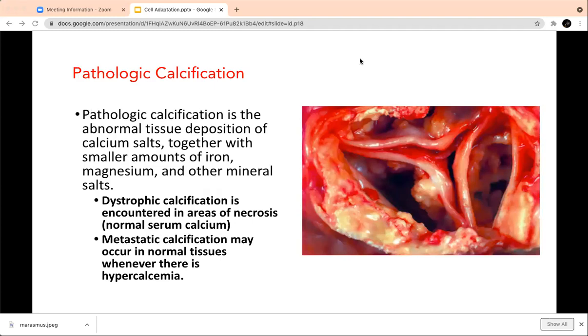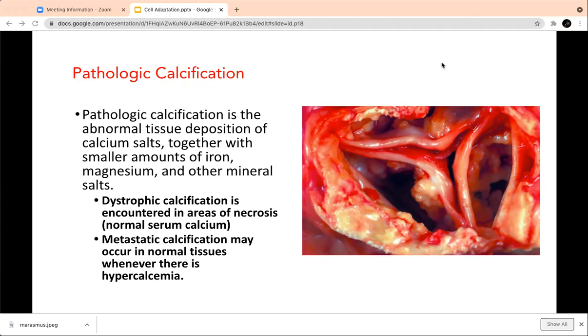Next, we go on to your pathologic calcification. So pathologic calcification is the abnormal tissue deposition of calcium salts together with iron, magnesium, and other mineral salts in smaller amounts. Now, there are two types of calcification. We have the dystrophic calcification and your metastatic calcification. So, ang dystrophic calcification, when deposition occurs locally in dying tissue, so ibig sabihin, it is present in cell injury and in areas of necrosis. So, it is known as your dystrophic calcification.